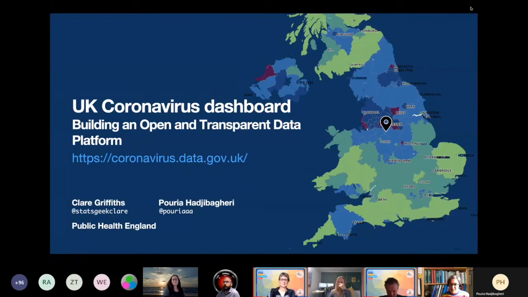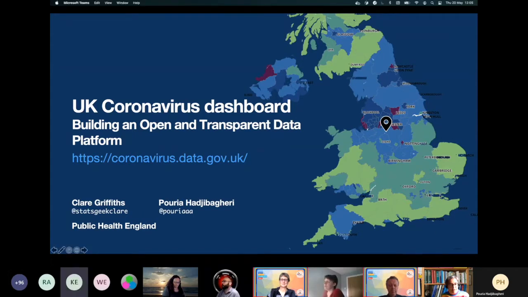Thank you very much for inviting us to come and talk to you about our work on the UK coronavirus dashboard. I'm Claire Griffiths and I'm Head of Profession for Statistics at Public Health England. And I'm joined by my colleague Poria Hadjibagheri, who is the Tech Lead and Development Lead for the dashboard.